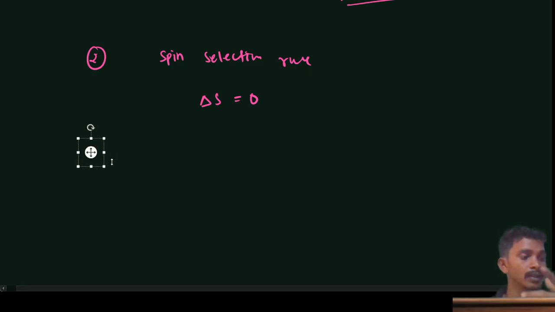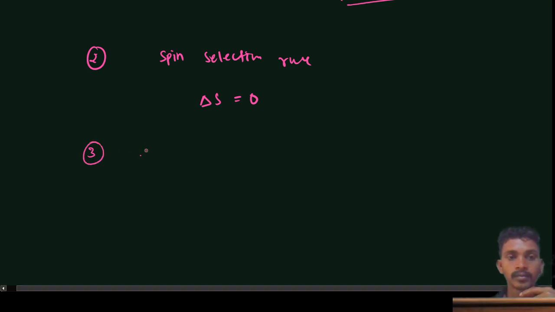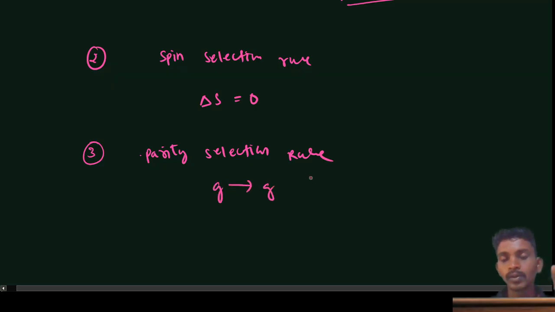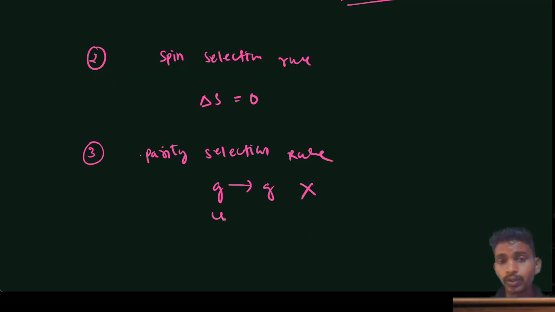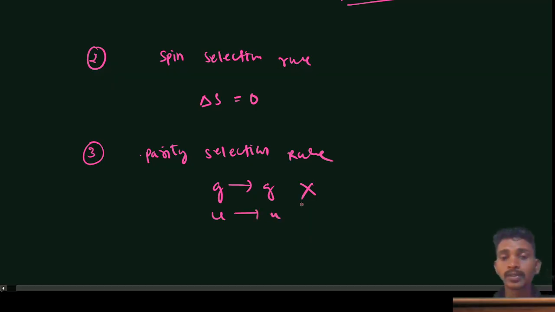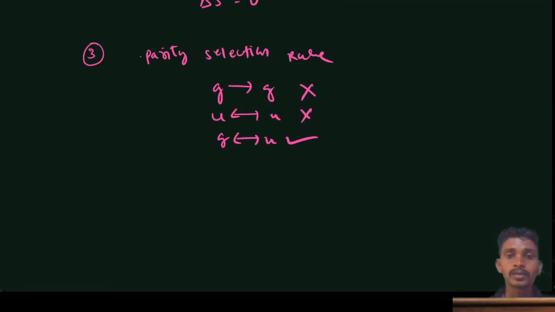And third is the parity selection rule. G to G, there will be no electronic transition, not allowed. U to U transitions will not be allowed. If G to U, then transitions will be allowed, and vice versa. So only G to U transitions will be allowed, G to G not allowed, U to U not allowed.